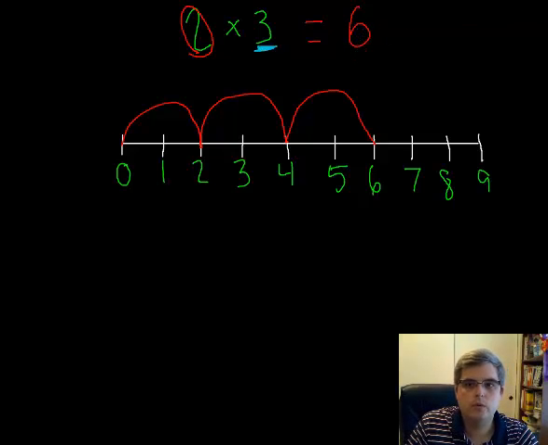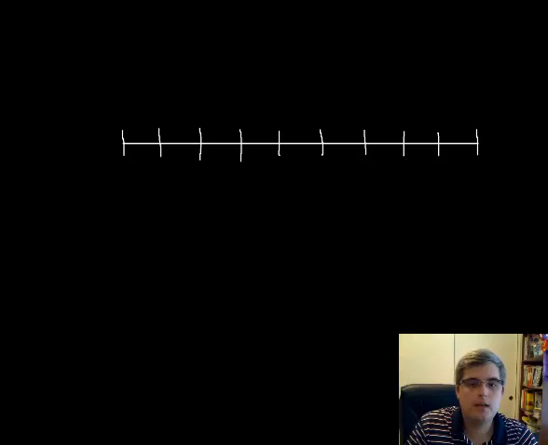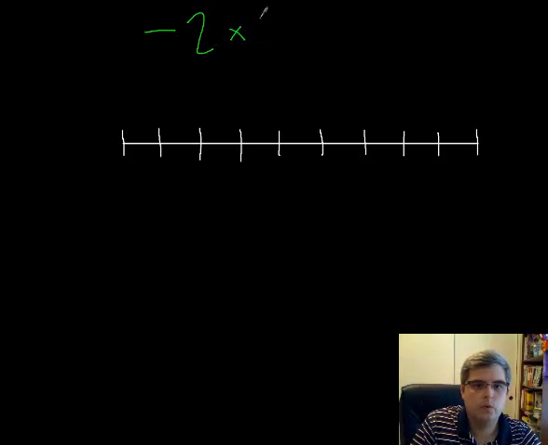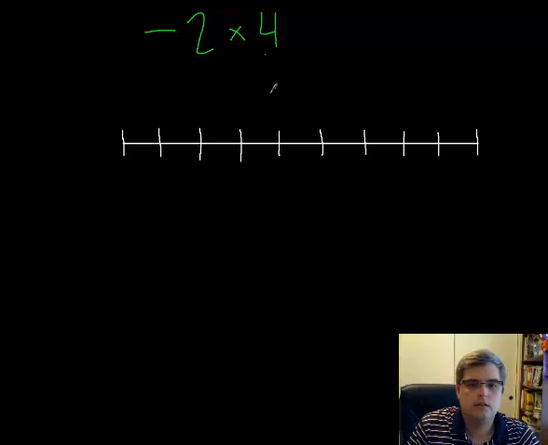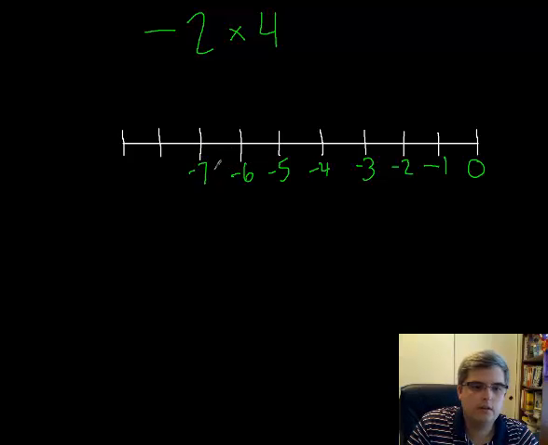So let's go to one involving a negative. Now the only time you're going to be asked to model these is going to be set up this way. It's going to be set up as a negative number in front. So let's do negative 2 times 4. So let's start by setting this up. I'm going to put my 0 here. You'll see why in a second. And then I'm going to number backwards: negative 4, negative 5, negative 6, negative 7, negative 8, and negative 9.